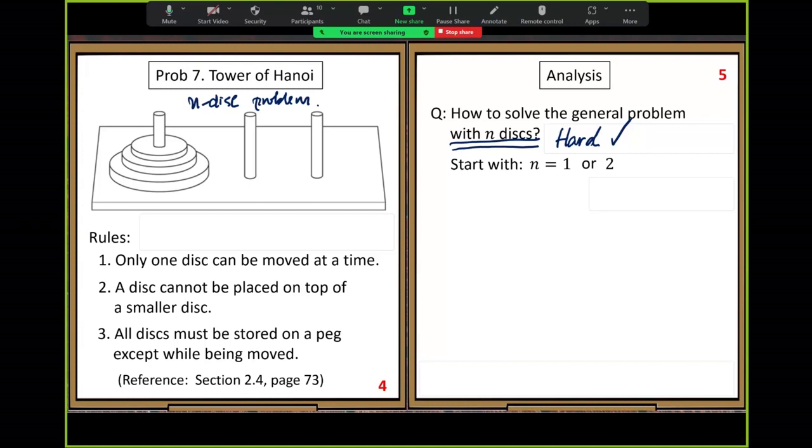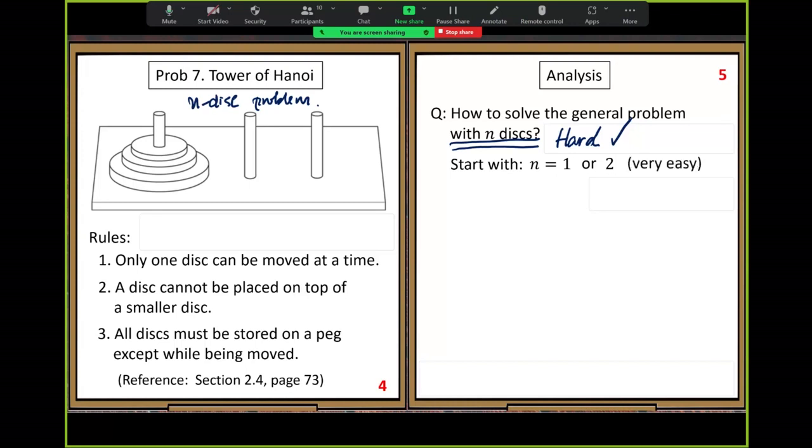You move the top disk to a temporary peg. Not your destination peg. Temporary peg. Then the lower disk to the destination peg. Then move the top one back to the destination peg. Then you solve it. So n equals 2. You can also solve it easily.